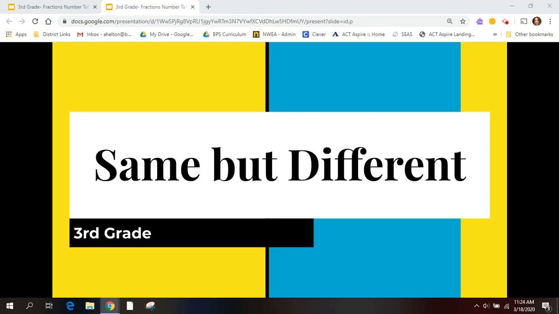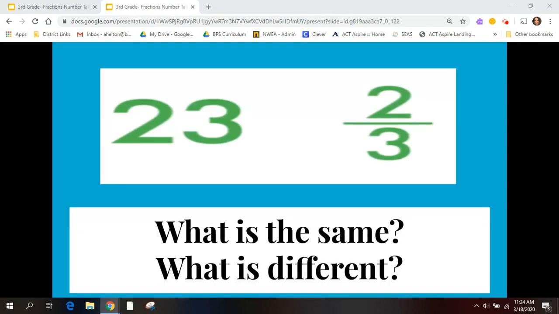I wanted to do some same but different talks with you guys today on fractions. Let's get started with our first slide. Okay, so our first slide tells us 23 and 2/3. What's the same? What's different? I'm going to give you a little bit of think time.